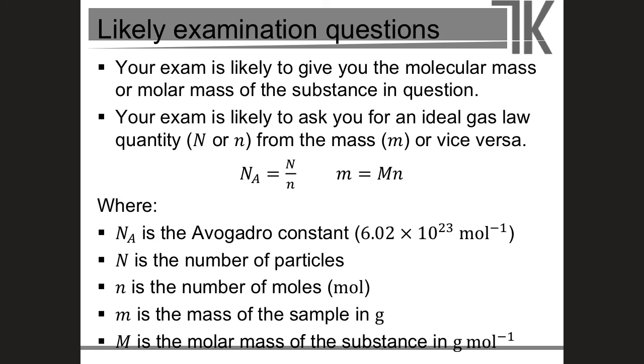And just to recap for these equations, our uppercase N with the subscript capital A is the Avogadro constant, or 6.02 times 10 to the 23 per mole, which is given on your data sheet under the constants section. The capital N is the number of particles, lowercase n is the number of moles, little m is the mass of the sample in grams, be careful, not kilograms, in grams, and capital M is the molar mass of the substance in grams per mole. Remember that the molar mass is the same as the molecular mass as long as you're using the molar mass in grams per mole and the molecular mass as atomic mass units.